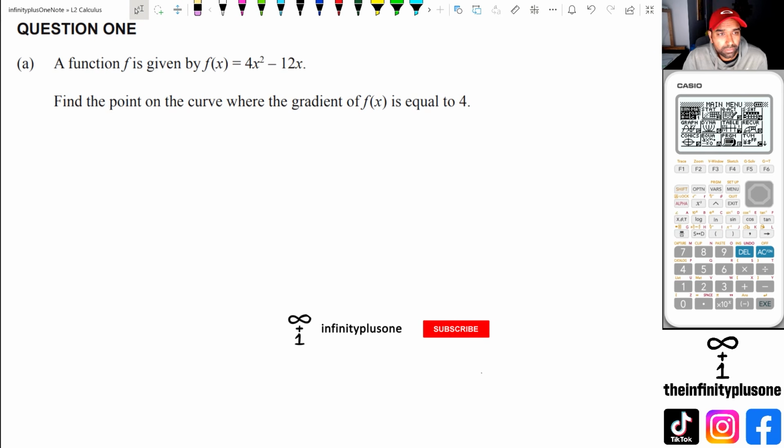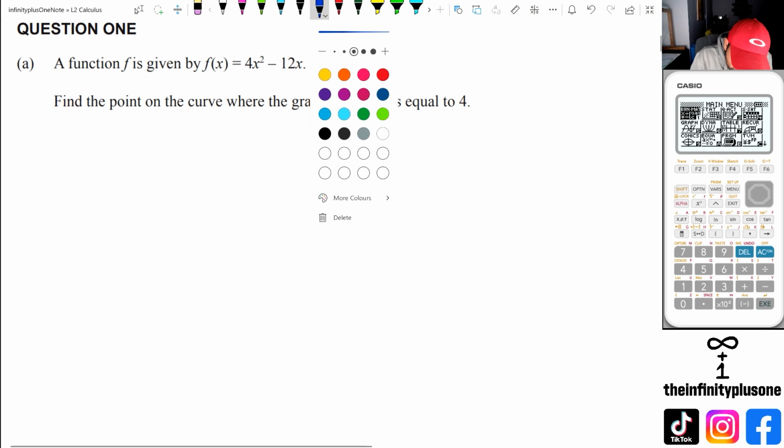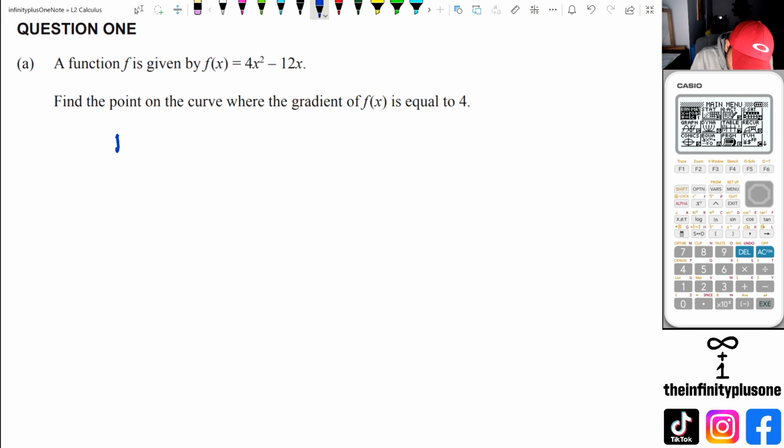So with question 1a, what we've got is a function and we've got to figure out when the gradient is equal to 4. So our first step is we are going to differentiate the function first. So I'm going to write down the function as it is. Then I'm going to differentiate it. When I differentiate it, I'm going to get 8x minus 12.